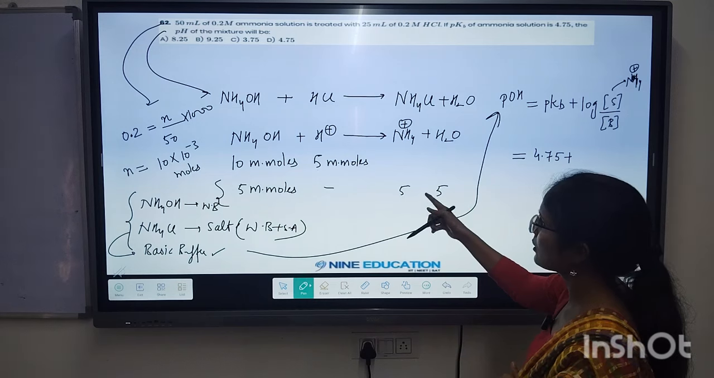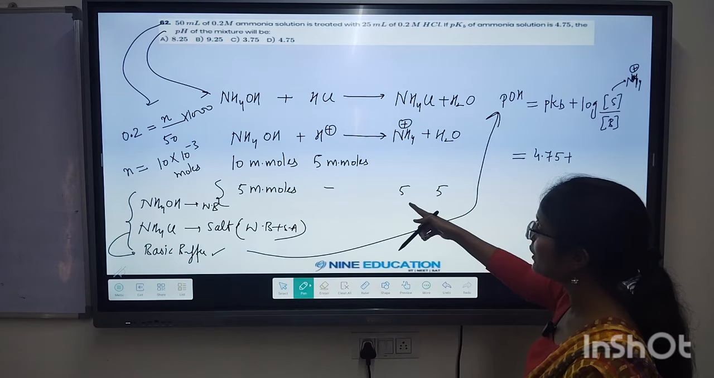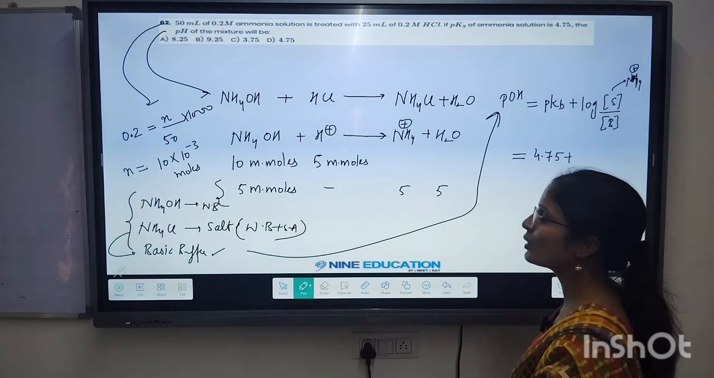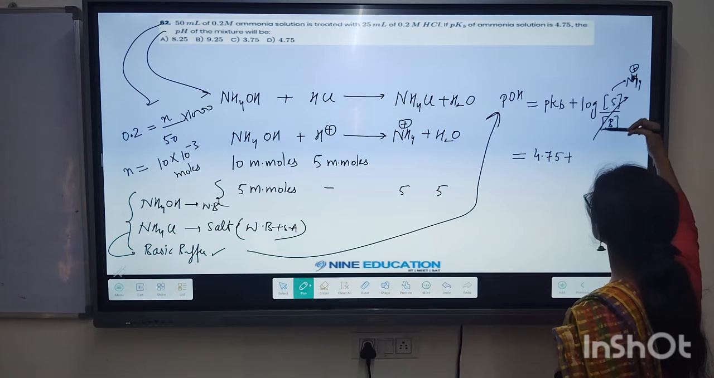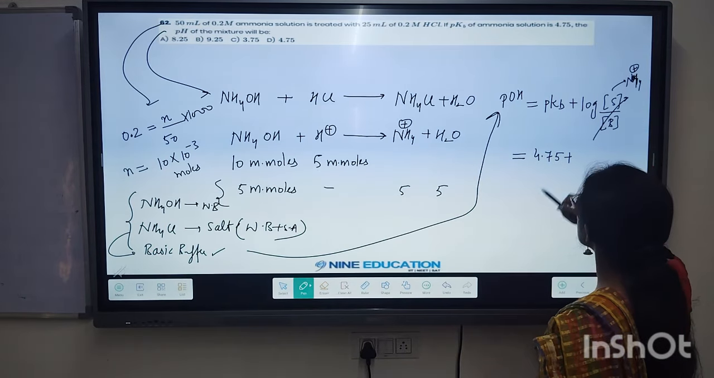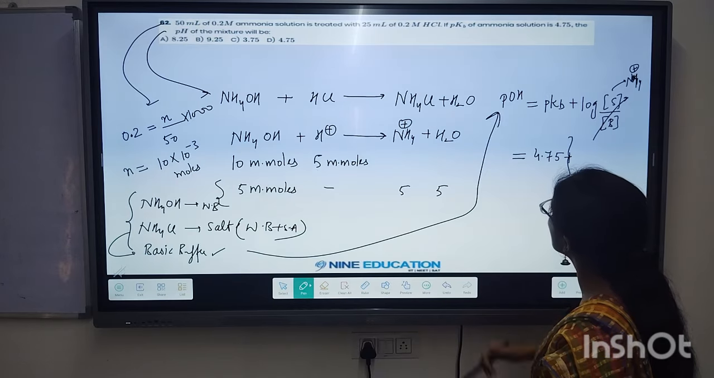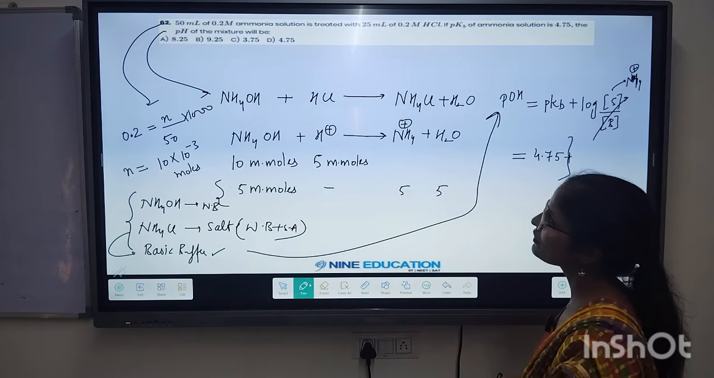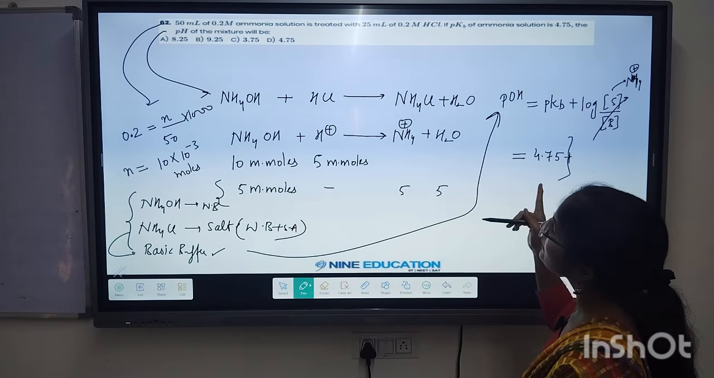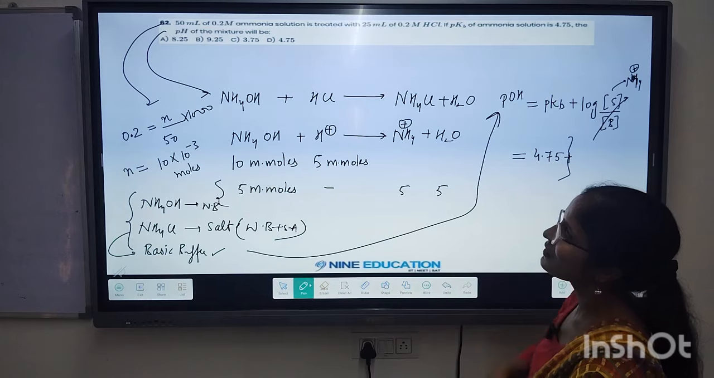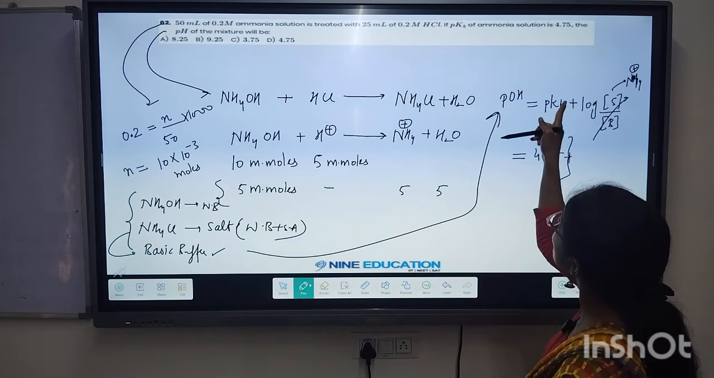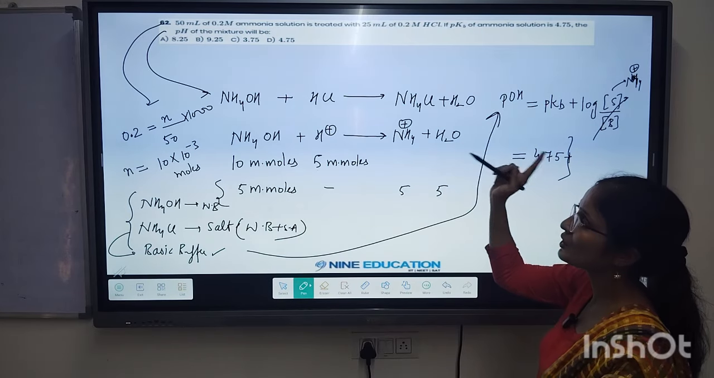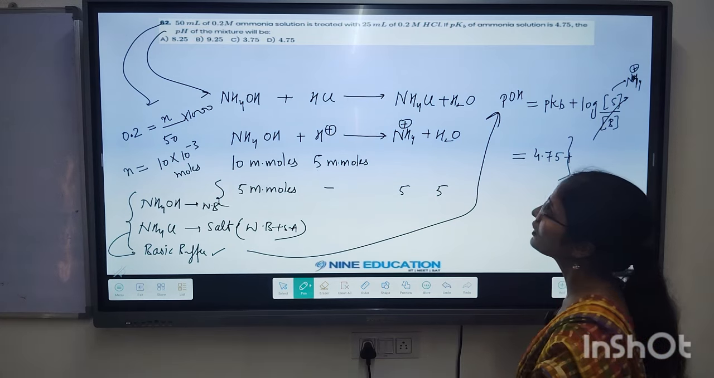Now tell me S by B: NH4 positive, how many millimoles are there? 5. NH4OH is also 5 millimoles. That means these two will be the same. Log 1 is 0, so ultimately pOH will be coming 4.75. And please see, in this case they have given this D option as 4.75, but look carefully: they are not talking about pOH, they are talking about the pH of the mixture.